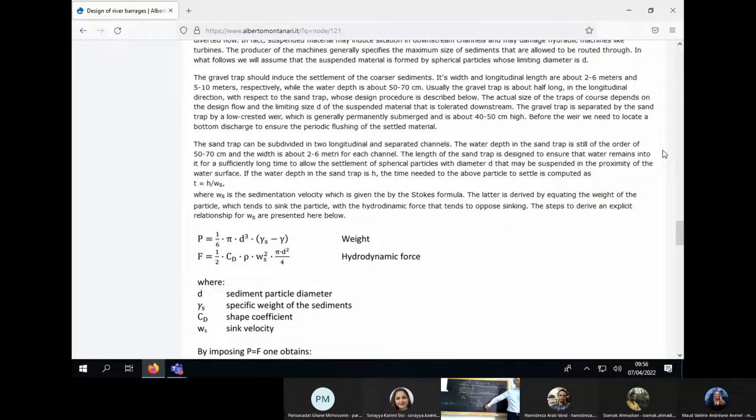The design flow is expressed in length cube divided by time. If you divide the flow by the transversal area, whose dimension is length square, you get, in terms of dimension, length divided by time, which is a velocity. Therefore, if you divide the design flow by the transversal area of the sand trap, you get the velocity of the flow into the sand trap. Good.